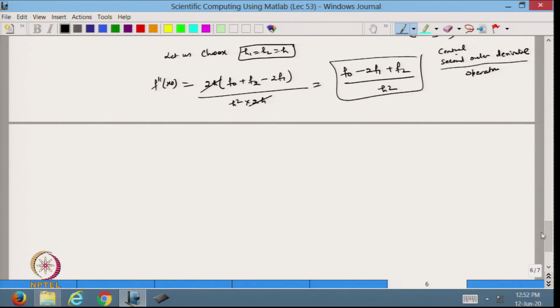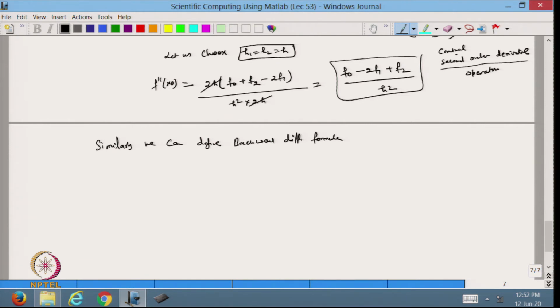Now, we have used this for the forward. Similarly, we can define the backward difference formula. So in the backward difference formula, suppose we have the unequispaced data and let this be my x naught, this is my x1 and this is my x2, this is my h1 and this is my h2. Or you can take them as xi, xi minus 1, xi minus 2, doesn't matter. So I can write from here, this is my x naught minus h1 and this is x naught minus h1 plus h2.